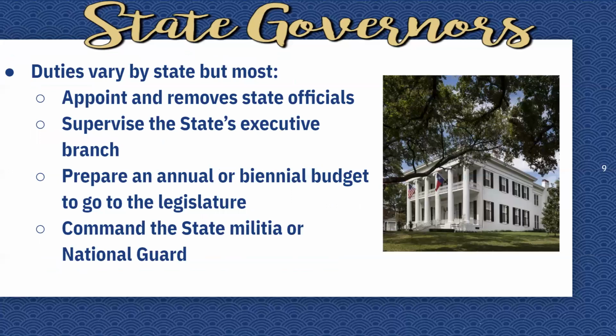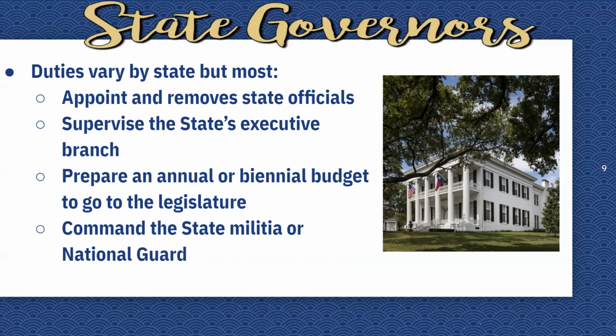The governor's duties and powers vary, but most of them have the ability to appoint and remove state officials. They also supervise the state's executive branch, so the people who work in the offices. They're usually the ones who set up the budget and take it to the legislature and see if the legislature approves it. So they're more involved in that process.